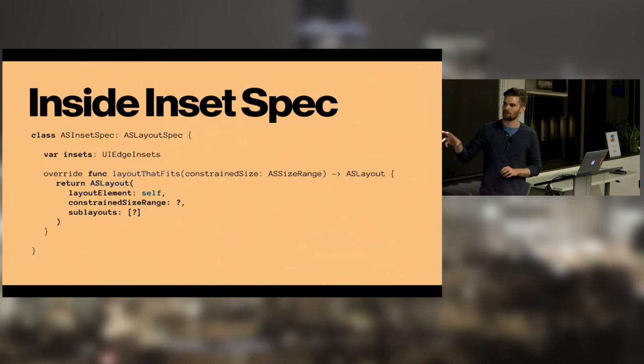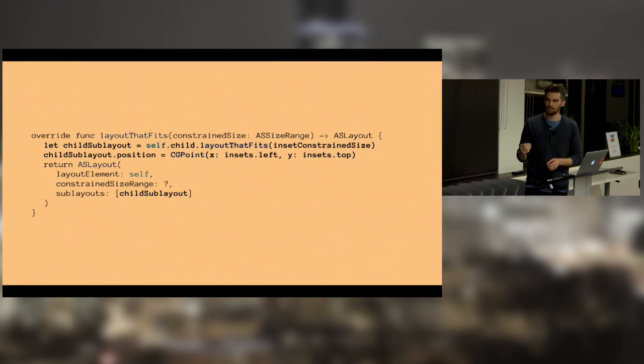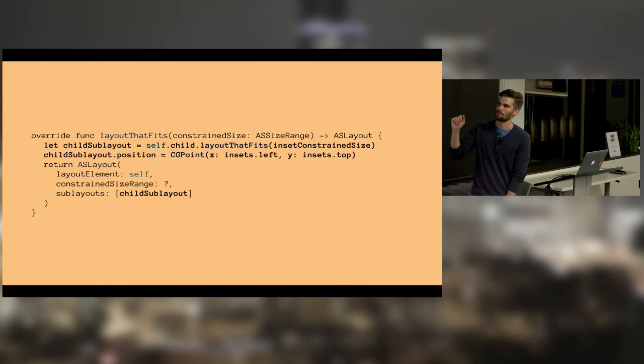So basically, inset spec is an AS layout spec, and it takes some insets. And so this method here, its entire job is to return an AS layout that represents the size of the inset itself, but at the same time, layout specs are responsible for laying out their children. You see, because layout specs are hierarchical, they then have to have a contract to call layout that fits on all of their children. Calling layout that fits on their child sizes returns an AS layout, but then the parent is responsible for defining the position.